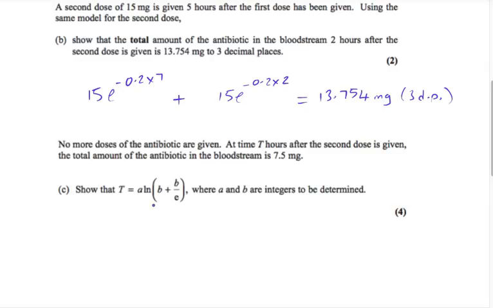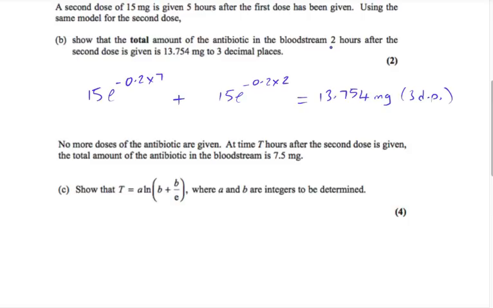For part B, the reason why we use 7 here is because the total amount 2 hours after the second dose is given, so altogether the first dose has been there for 7 hours, it's been 5 plus the 2. If the question was 3 hours after the second dose, it would have been 5 plus 3, so we would have 8 here. Or if it was 4 hours after the second dose, it would be 5 plus 4 to give us a 9. Part C generalizes that.